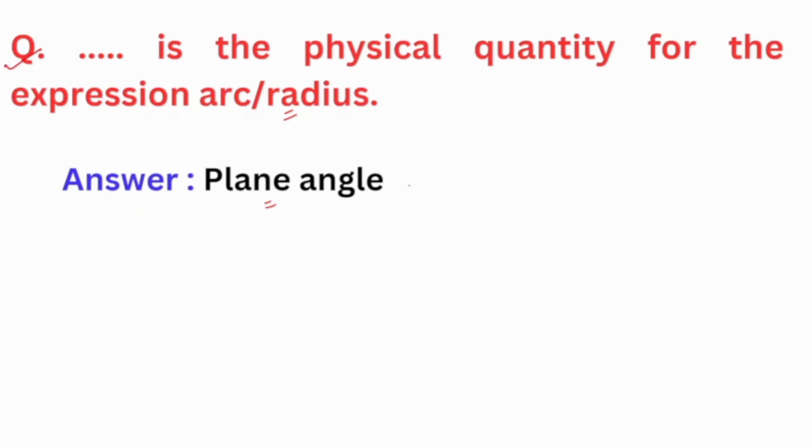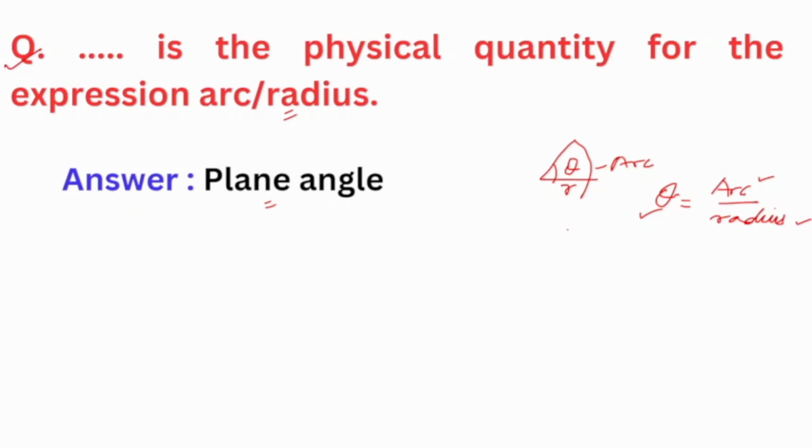Here let me show you what is a plane angle. Plane angle is an angle which is formed between two planes or two lines. Suppose these are two planes and an angle is formed here. Let's say it is theta. This is called radius and this is called arc. So angle theta equal to arc by radius. Okay, so now we know how plane angle is connected with arc and radius.